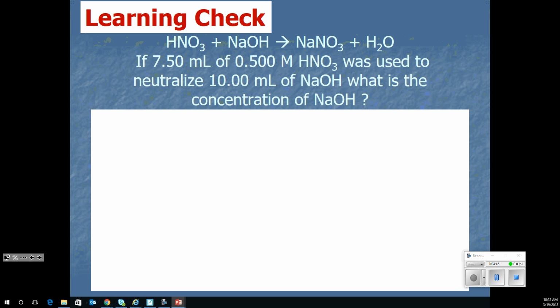So I'm going to give you another minute here for a learning check to see if you remember how to do the titrations. This one is a 1-to-1 relationship. You remember that? I'm going to give you a few minutes just to write that down. So if you'd pause the video for a second, give them about a minute, and then come back.